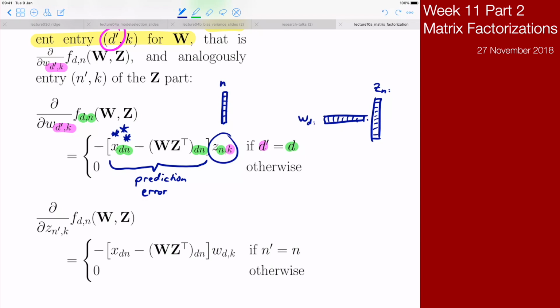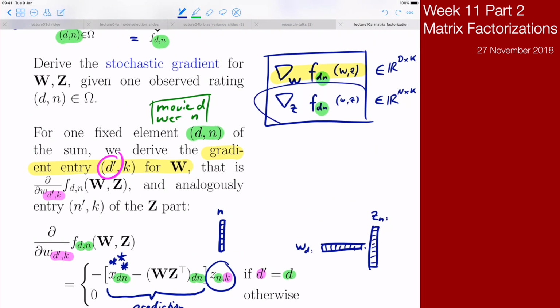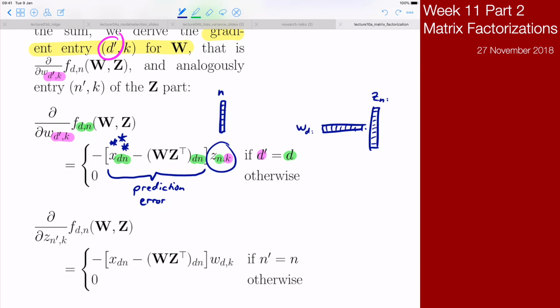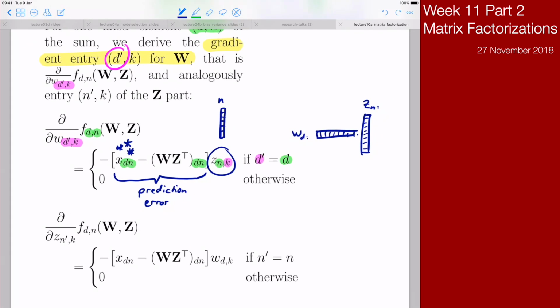And the exact same thing will happen if you ask about the second part of your gradient, which is also a matrix. If you ask about a particular entry of that matrix, then you will get the same thing. So the first one is the gradient with respect to the movie parameters, and the second matrix is with respect to the user parameters, the Z matrix. These are the gradients.